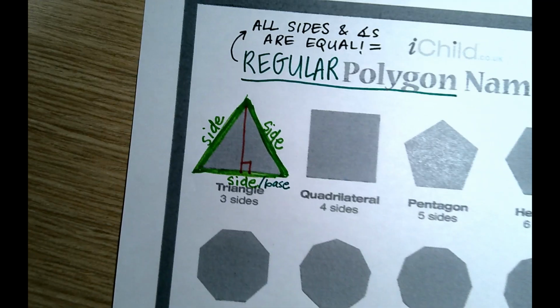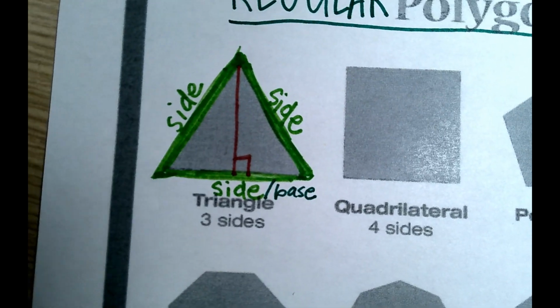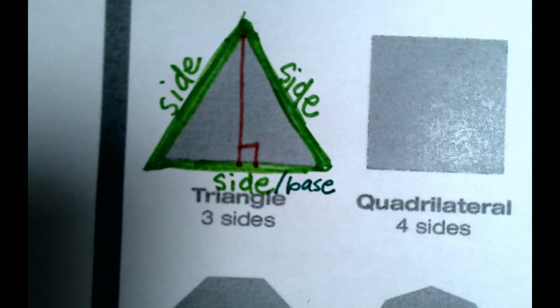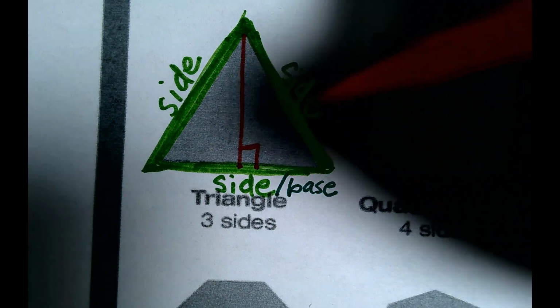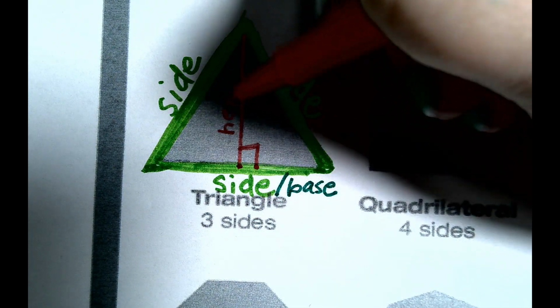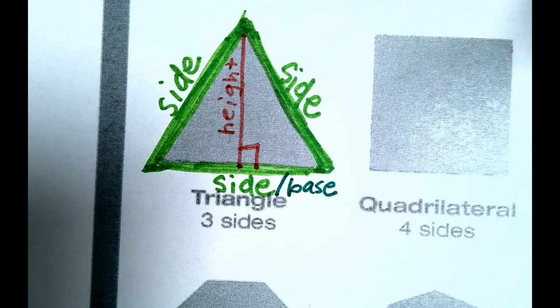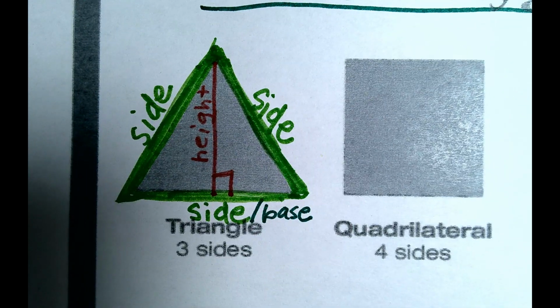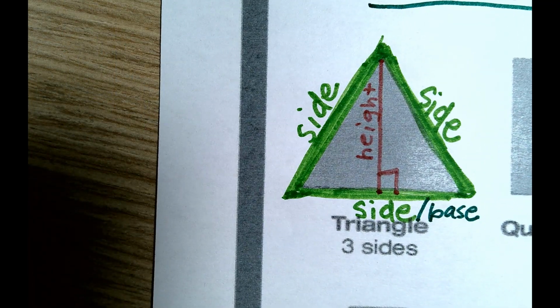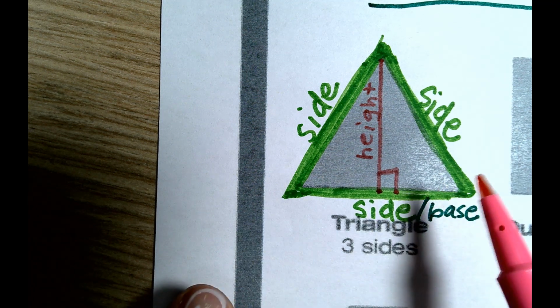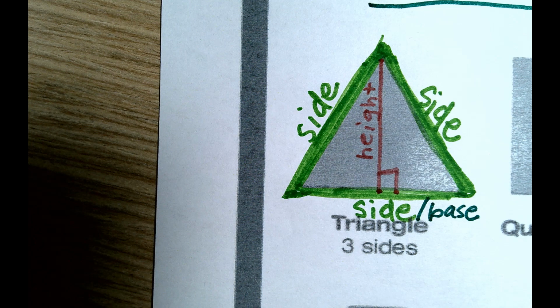So I'll zoom in a little so we can see what we're doing at each part. Side, side, side, slash base. And I'm going to write height. And over to the side here, I'm going to write my area formula and my perimeter formula.